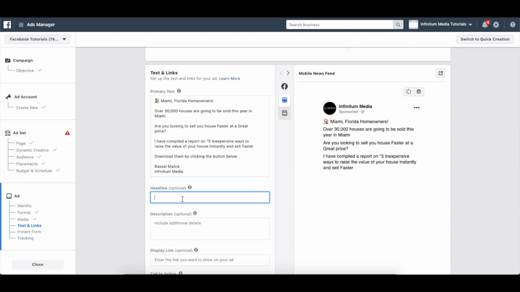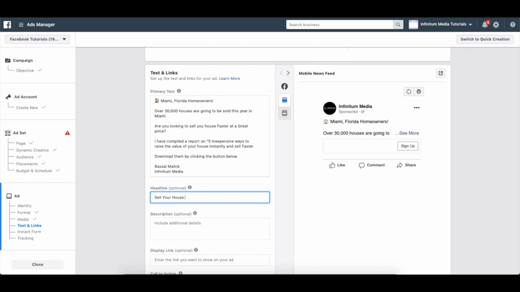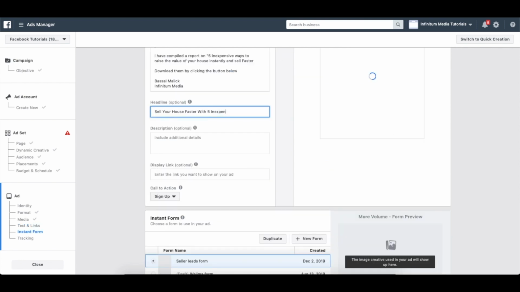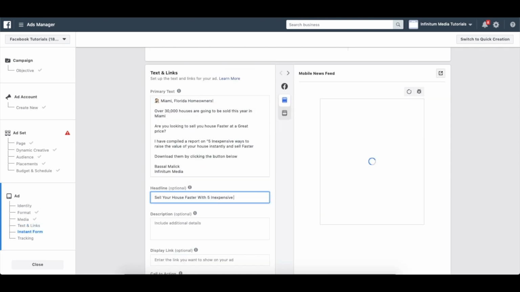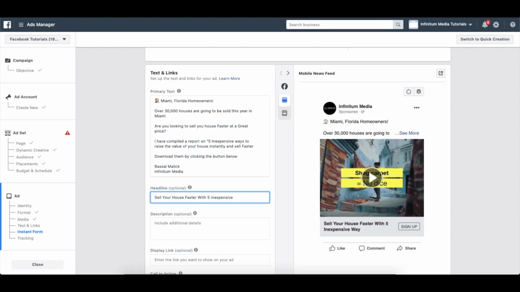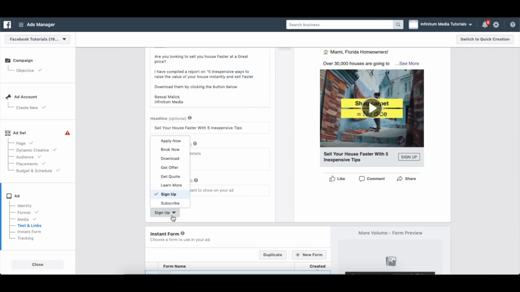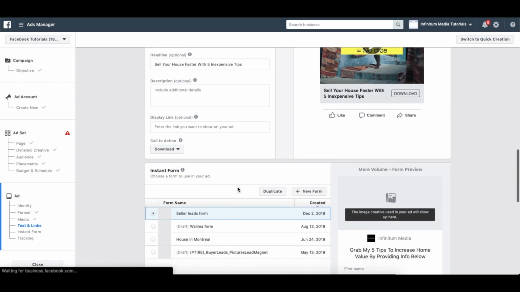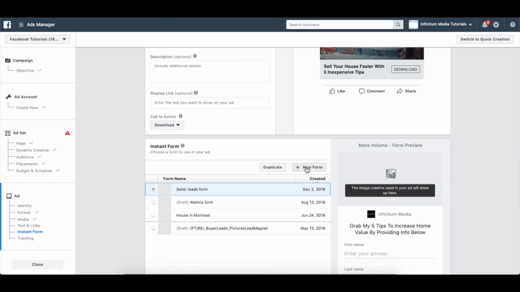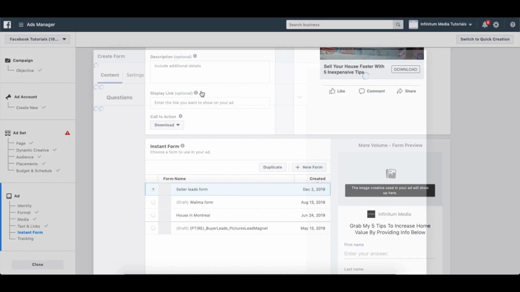And then I want to have a headline here: sell your house faster with 5 inexpensive tips. Okay, and then I'm going to change the call to action button to download, and then I have to create a new form. Okay, because that's where I have to collect the leads as well. So for that I'm gonna have to create a new form.